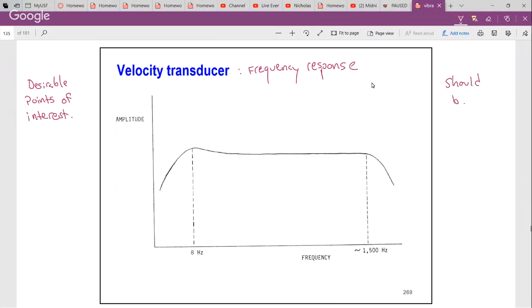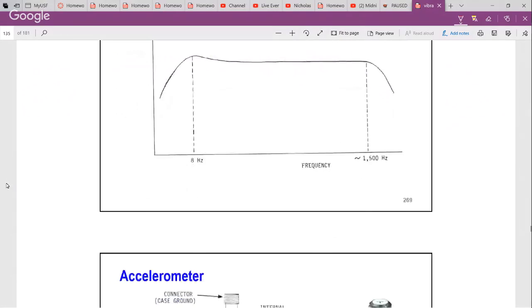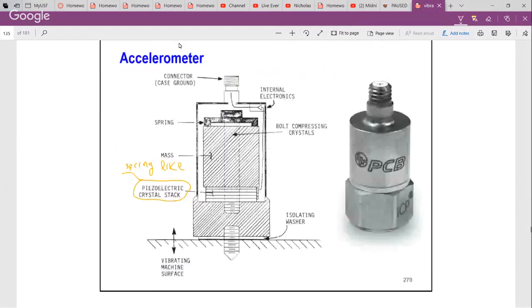The accelerometer is by far the most commonly used vibration sensor for measurement purposes in industry. This is an image of one made by PCB, similar to the one that you should have seen. All right, if you put it in perspective, it's about half an inch to a quarter of an inch in diameter.